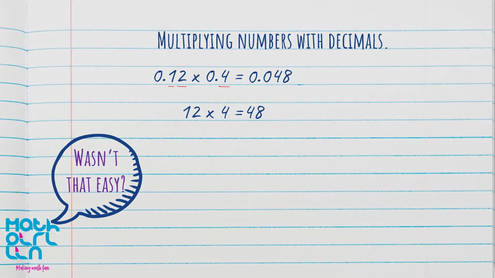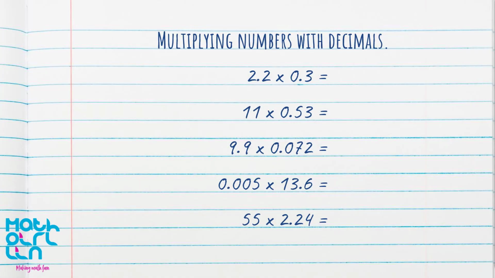Here are a few multiplications with decimals, so let's solve them mentally. I have incorporated numbers that will give you the chance to use some of the shortcuts that we have learned so far. 2.2 times 0.3. Ignore the decimals and multiply 22 times 3, which is 66. Count the number of digits after the decimal. There is 1 and 2. So, the answer will have 2 digits after the decimal.